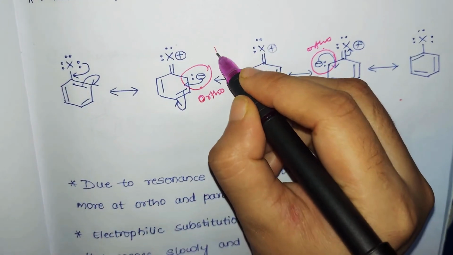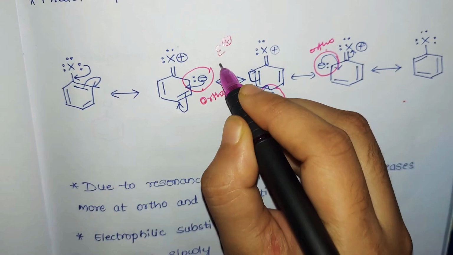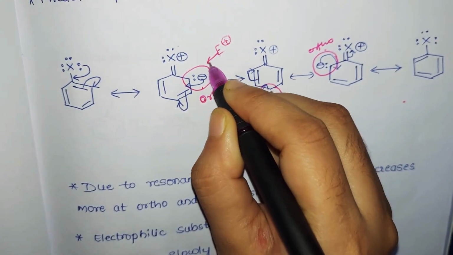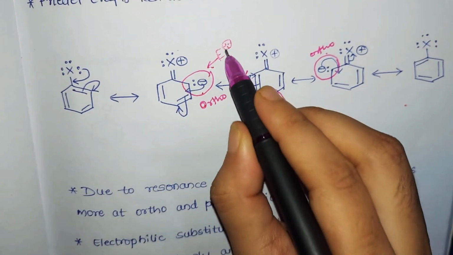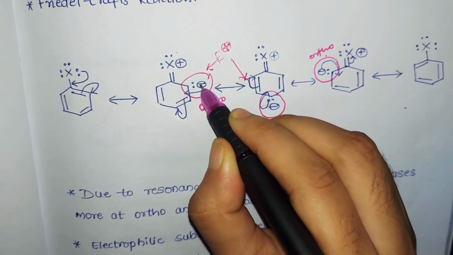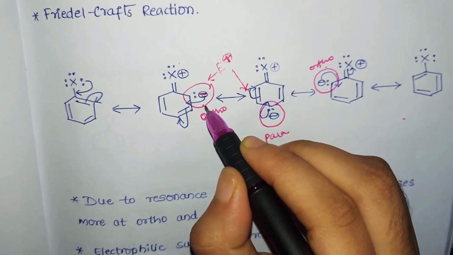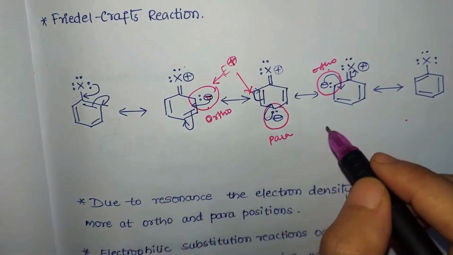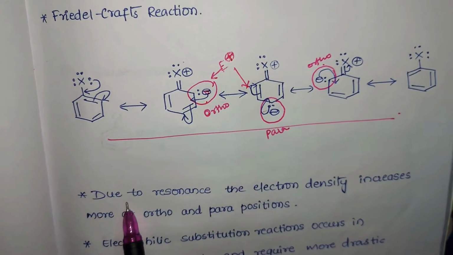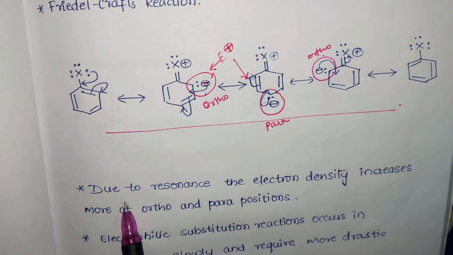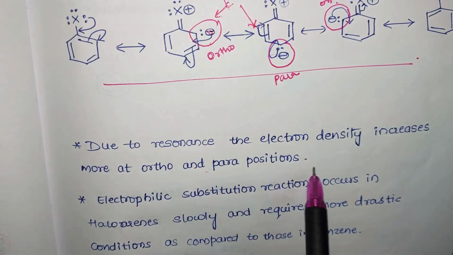What is the charge on the electrophile? The electrophile is positively charged. Electron density, that means negative charge on the benzene ring, is more on which position? Ortho and para. So the product obtained will be ortho or para product. We obtain a mixture of both, that is ortho and para product. The incoming electrophile will occupy which position on the benzene ring? Ortho and para. So what do we observe here? Due to resonance, the electron density increases at ortho and para positions.